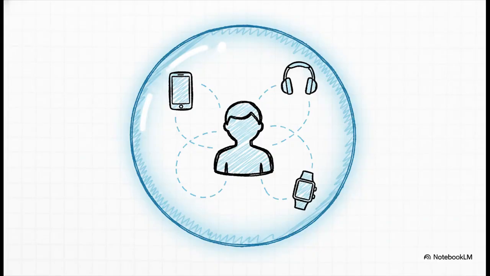First up, we have the PAN, the Personal Area Network. Seriously, think of it as your own personal tech bubble. Connecting your phone to your Bluetooth headphones, that's a PAN. Your smartwatch syncing with your phone, PAN. It's tiny, it's all about you and your gadgets.